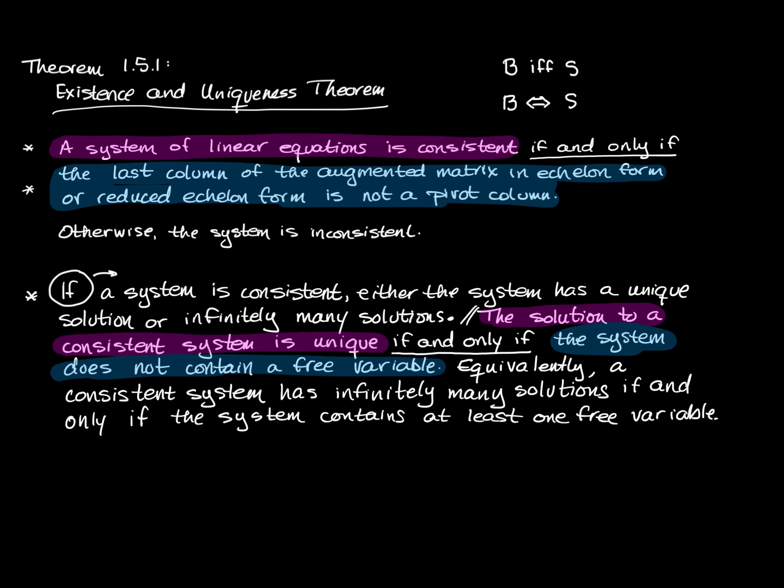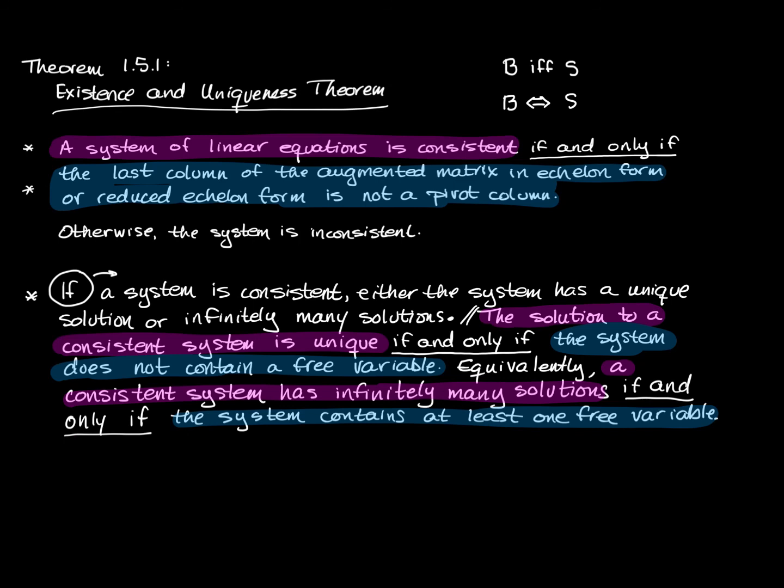So we've established that a solution is unique if and only if the system does not contain a free variable, but equivalently, a consistent system has infinitely many solutions if and only if the system contains at least one free variable. So if the system contains at least one free variable, if you can find a free variable, there are infinitely many solutions. And if you already know that there are infinitely many solutions, then you know you're going to have at least one free variable.